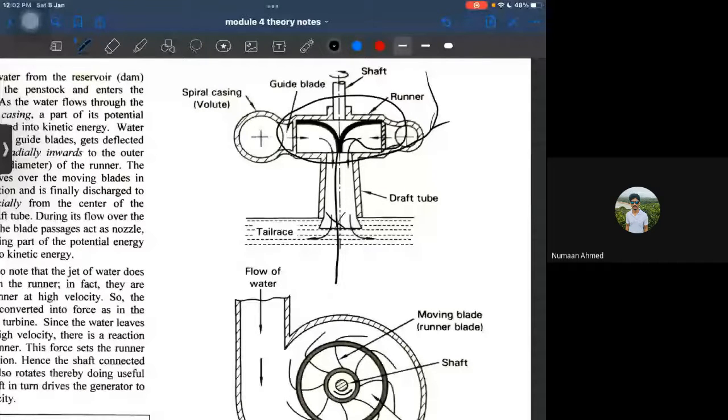Now, the draft tube is necessary. This is a very, very important question in your examination. Many times it has been asked why a draft tube is necessary in case of Francis or Kaplan. Without a draft tube, can the Francis or Kaplan run? The answer is no, the draft tube is 100% necessary.